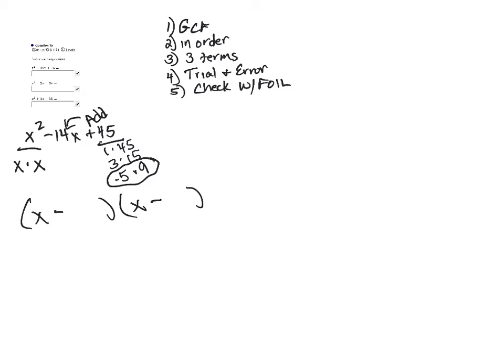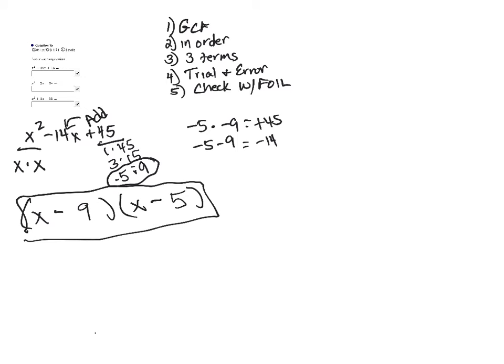Now we want them to be negative. So if we had negative 5 times negative 9, we would get a plus 45. And negative 5 minus 9, if we add those, we get a negative 14. So that's correct. So I want a 9 and a 5. And it doesn't matter if you put the 9 there or the 5 there. You're still going to get the right answer.